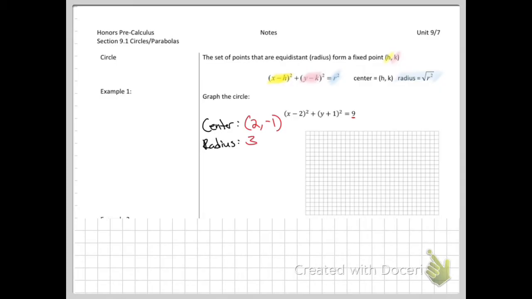So set up some axes that make sense for you. 2, negative 1. This is really big graph paper, so you should have plenty of space. Center at 2, negative 1. And then you go 3 in every direction. Follow your graph paper: 3 to the right, 3 up, 3 left, and 3 down. Try to draw yourself a nice little circle. Biggest mistake is forgetting to square root that 9, and I get huge circles, which are clearly wrong when I walk by and see your circles.